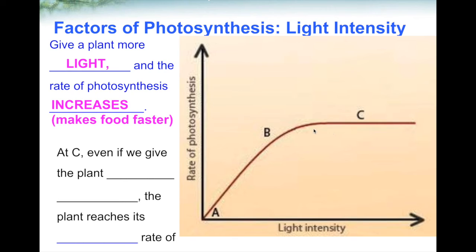Then it gets to a point where no matter how much more light we give, the rate of photosynthesis kind of stays the same. It doesn't go higher. So even when there's more light, the plant reaches its maximum rate of photosynthesis. That means it can't make more food any faster than that.